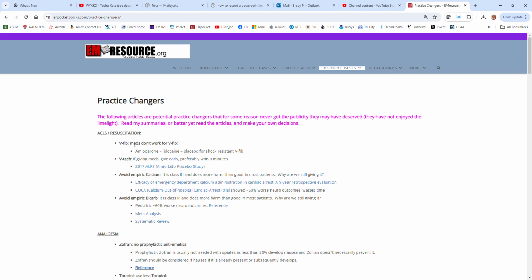So the first is ACLS resuscitation. Basically, meds don't really work for VFib, earlier is better, and amio, lidocaine, and placebo are all about the same, especially for shock-resistant VFib. There's a VTAC article from 2017 about giving meds early. There's probably spectrum bias there. People who respond earlier are obviously going to have better outcomes and probably started with less severe disease.